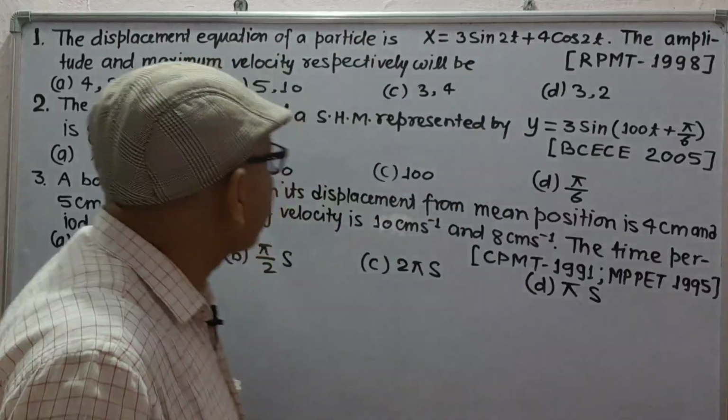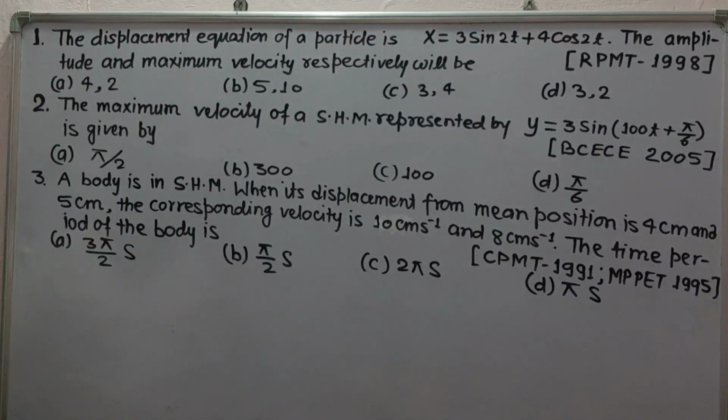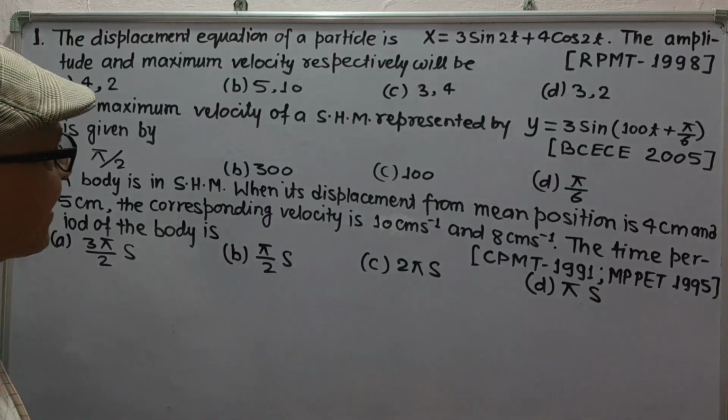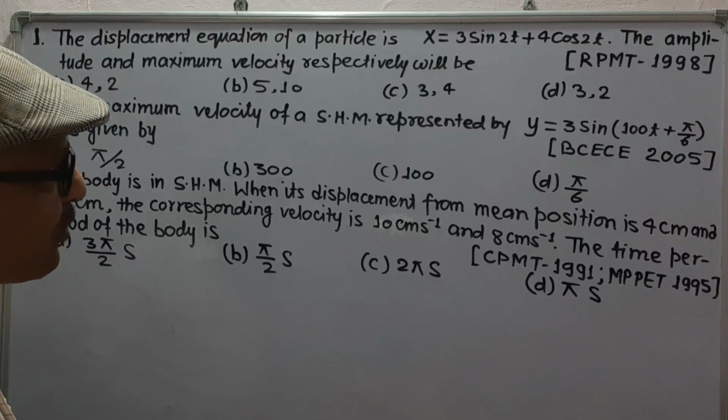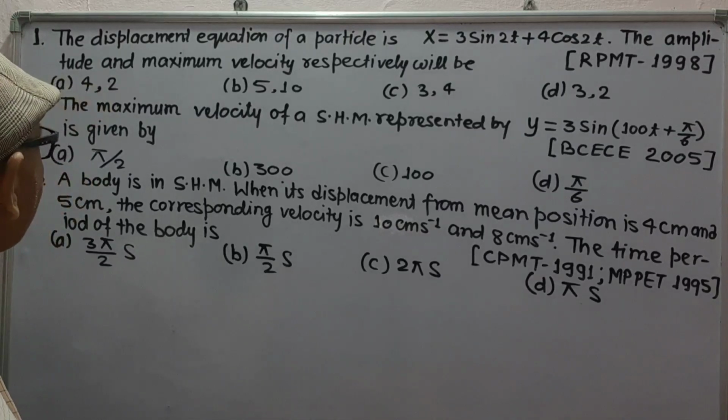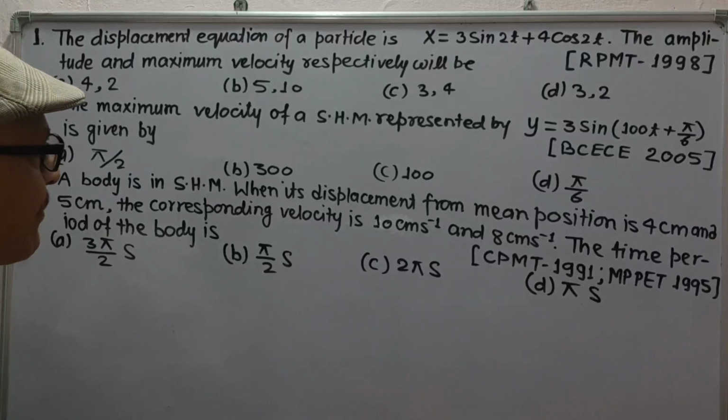Now the first question. The displacement equation of a particle is x is equal to 3 sin 2t plus 4 cos 2t. The amplitude and maximum velocity respectively will be.